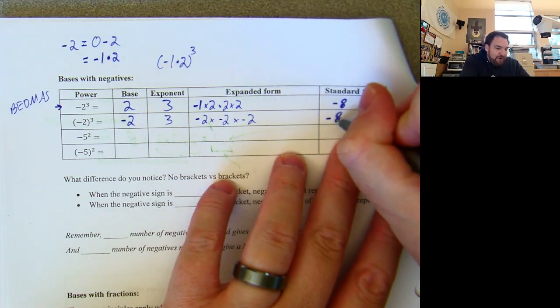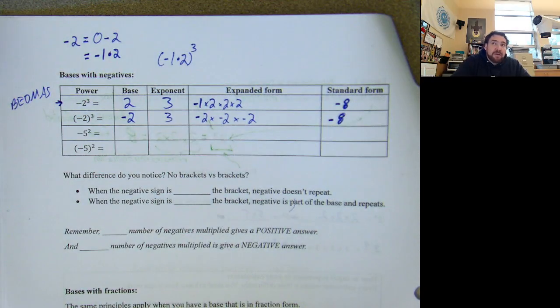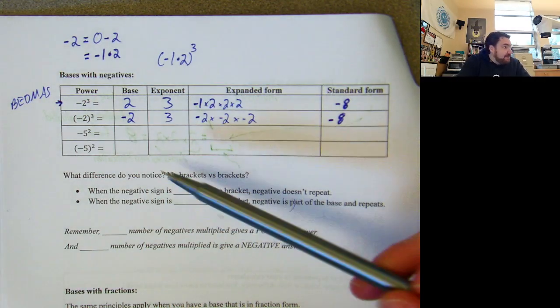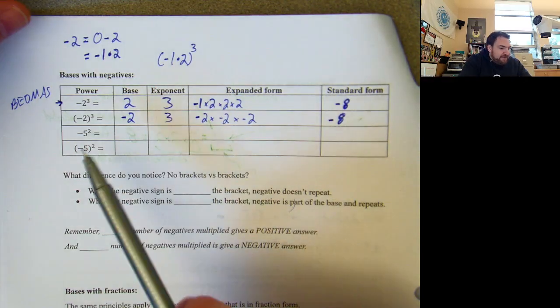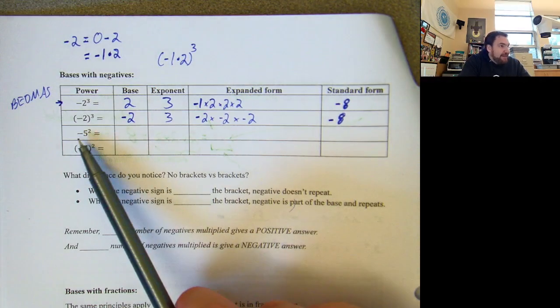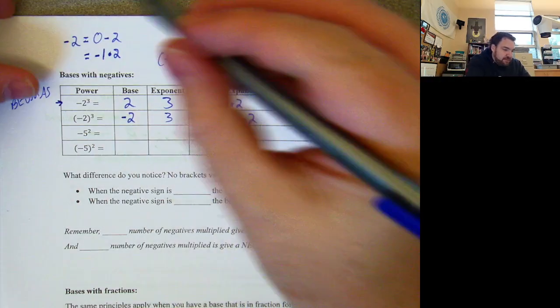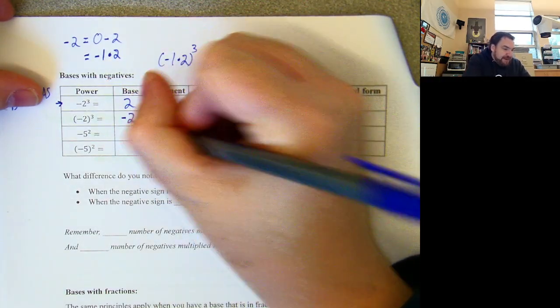Why do I care? Because if we have an odd number of negatives, it doesn't actually change anything. But if we have an even number of negatives, that's going to make the result different, just like my next two examples. If I've got negative 5 squared, no brackets, the base here is what?